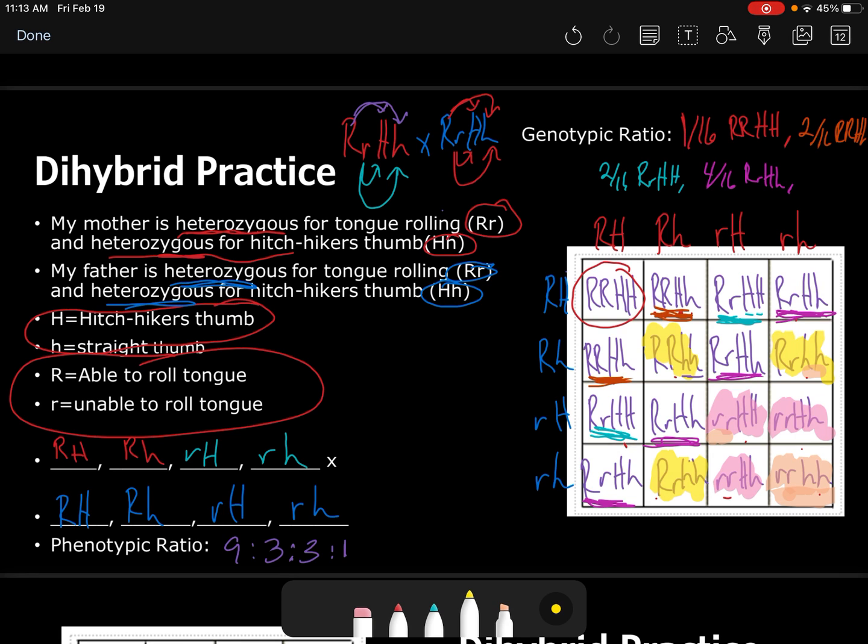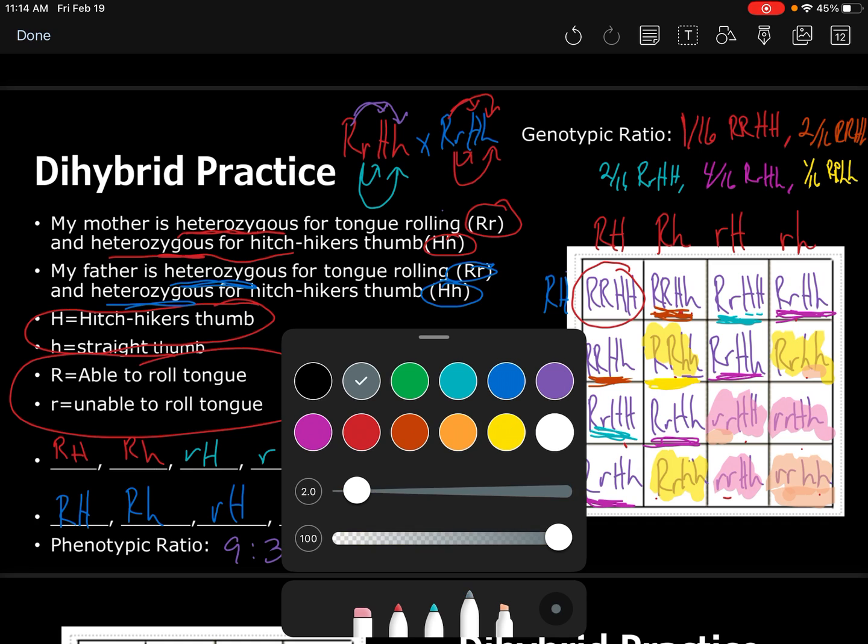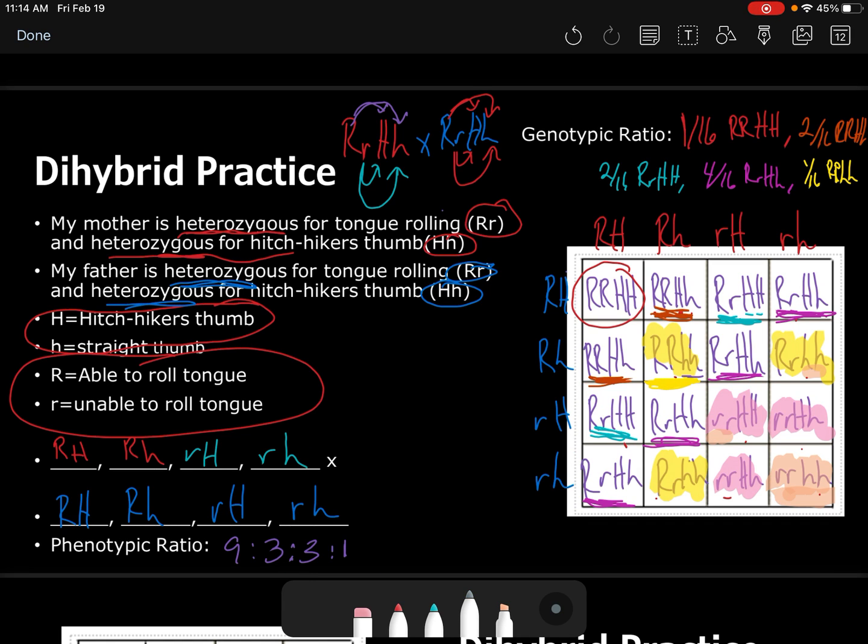Okay, now we're going to go with this one here, underlined in yellow. So big R, little h, little h. And that is the only one. So 1 out of 16. Then big R, little h, little h again. We see 2 of those. So there'll be 2 out of 16 that are going to be big R, little h, little h.